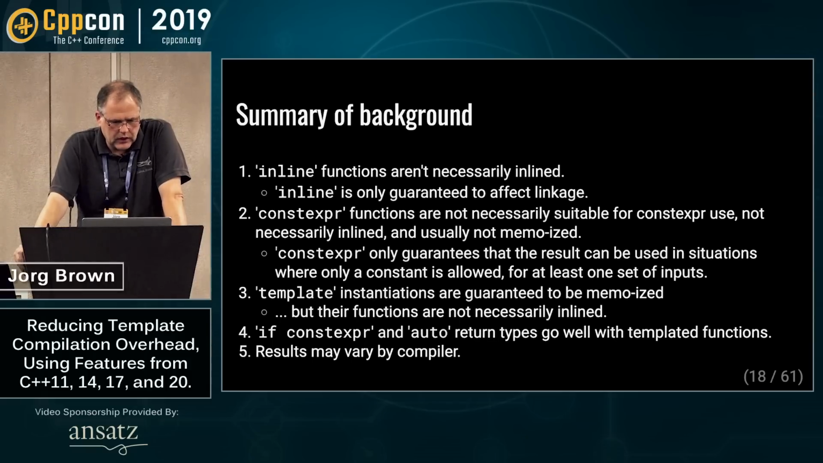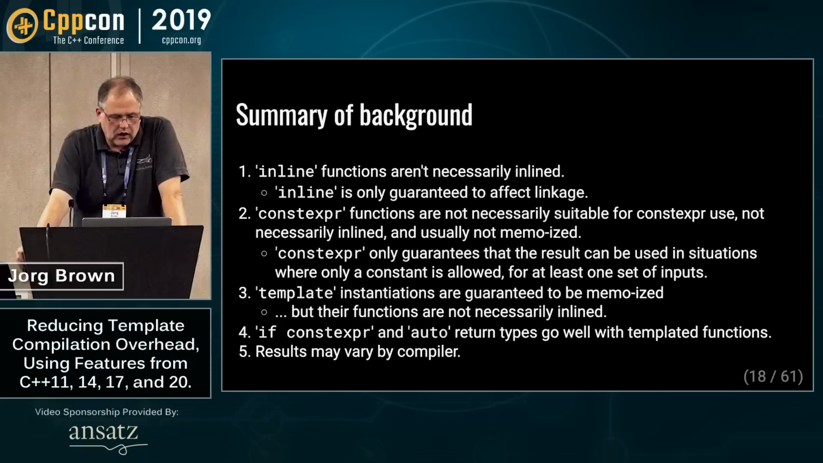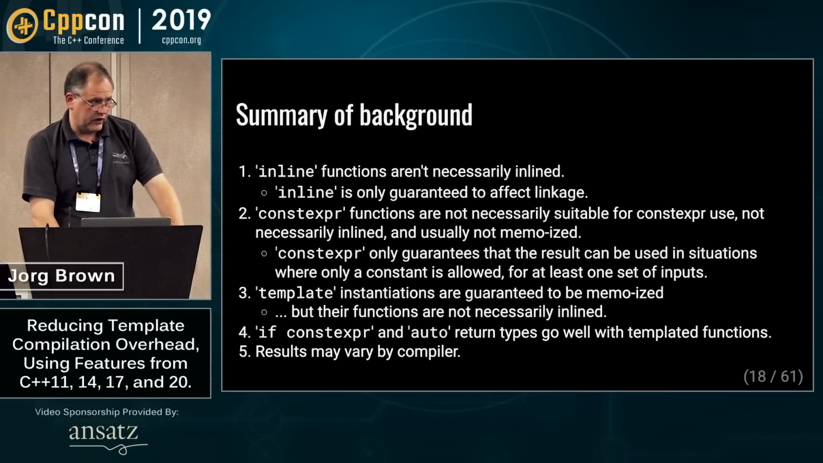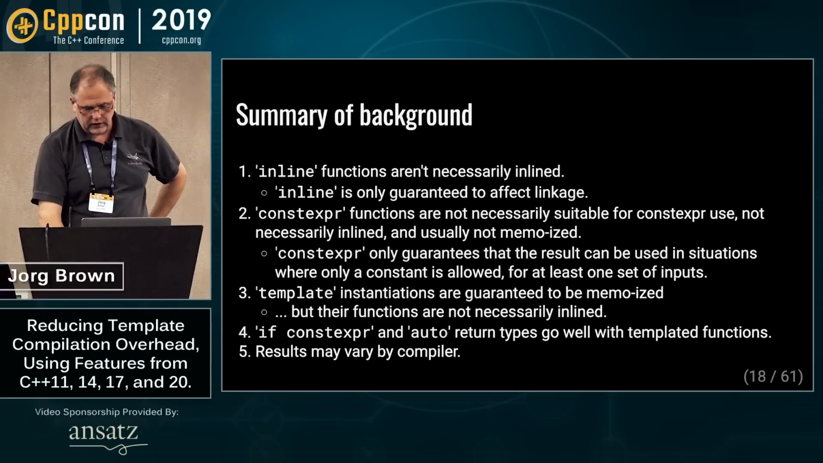Going back, constexpr, again, it doesn't actually guarantee that something is evaluated at compile time. It just guarantees that it could be, if it needed to be, for at least one set of inputs. On the other hand, template instantiation is guaranteed to be memoized. A template will only be rendered exactly once. Going back to the previous example of Fibonacci, if constexpr and auto return types go very well with templated functions, as does std::integral_constant. And finally, results may vary by compiler. As you saw, GCC was okay with one of the inefficient things that we had done. The other compilers were not.